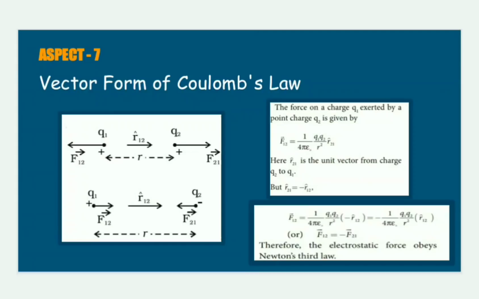So replace r21 cap by minus r12 cap, and on rearrangement we can prove that F12 vector is equal to minus F21 vector. So therefore the electrostatic force obeys Newton's third law as they are equal in magnitude and opposite in direction. Okay? So that is the vector form of Coulomb's law.